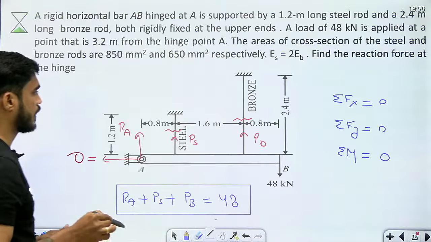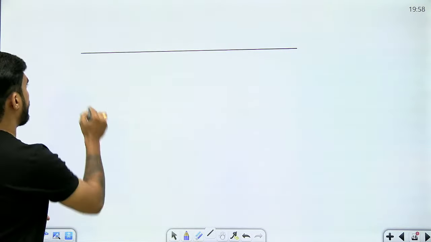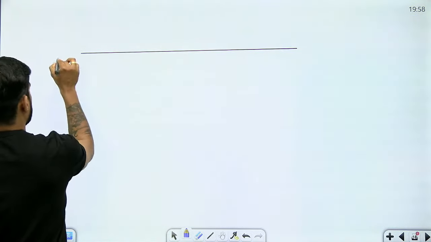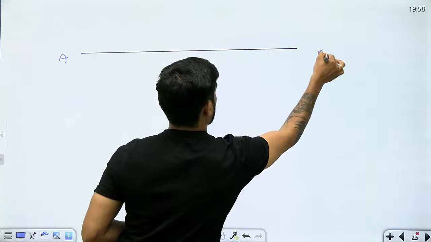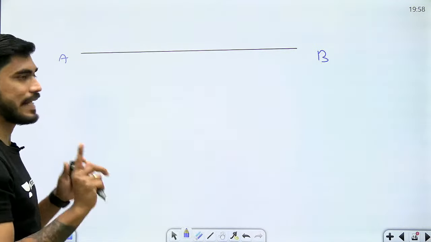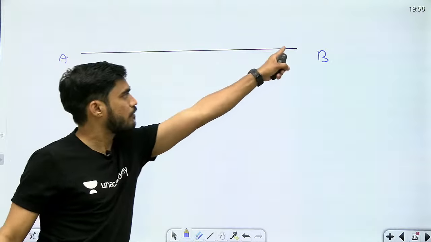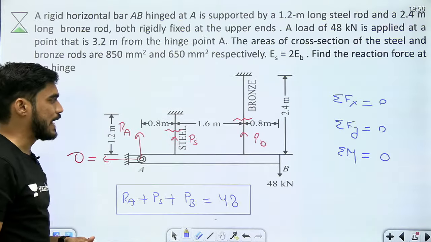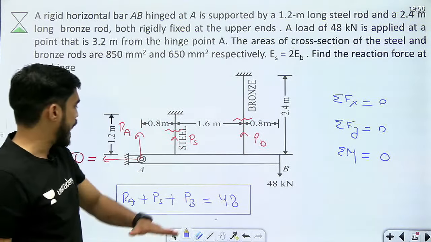This is the bar, right? AB. ये अपना bar है. This is A and this is B. ठीक है? This is the bar AB and it is subjected to a force here. So if I apply a force here, then what will happen?